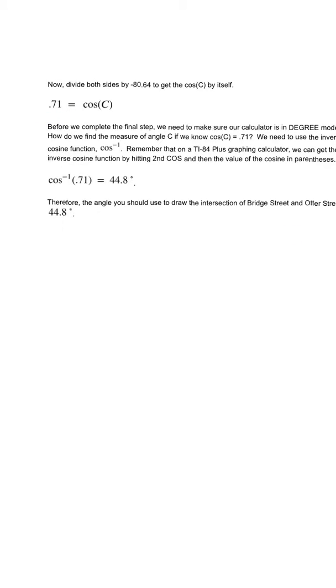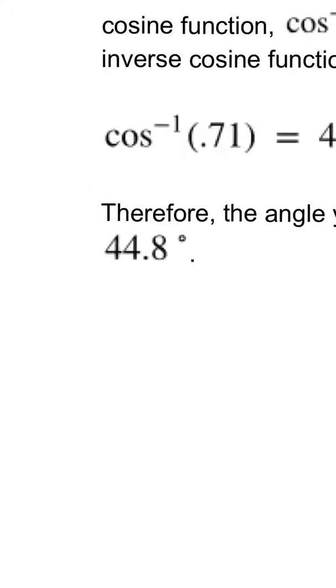So in order to figure out the angle at c, well, first we want to make sure our calculator is in degree mode so we get back the correct answer. Once we do that, we're going to take the inverse cosine, or the arc cosine, of 0.71. So it should look like this, and when you do that, you should get back the measure of angle C, which is 44.8 degrees. So therefore, if you're drawing a map, the angle you should use to draw the intersection of Bridge Street and Otter Street is 44.8 degrees.